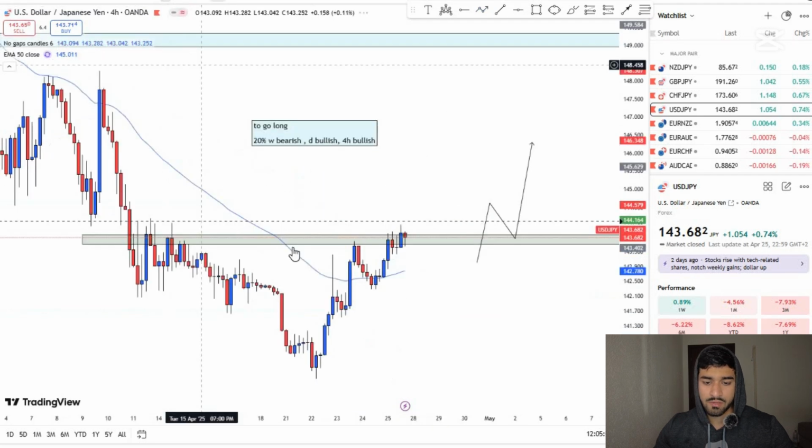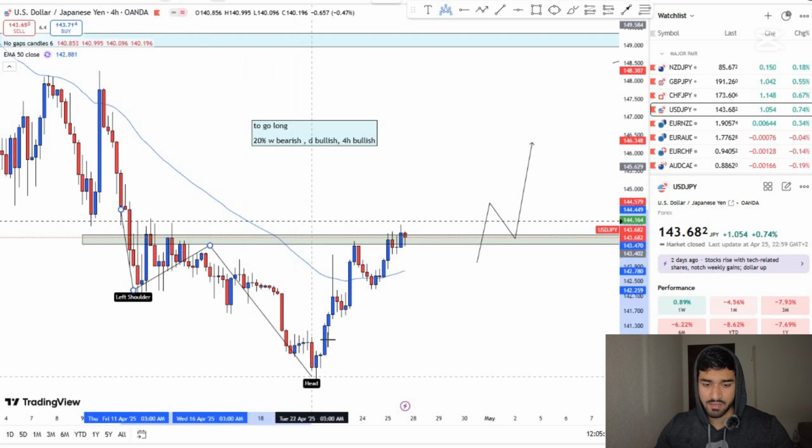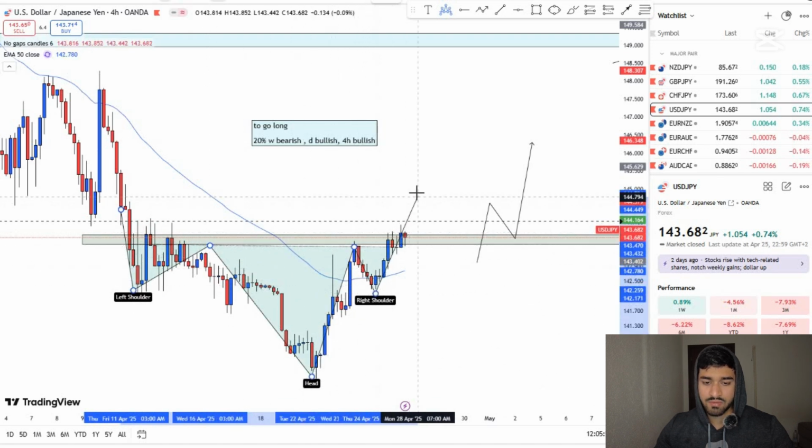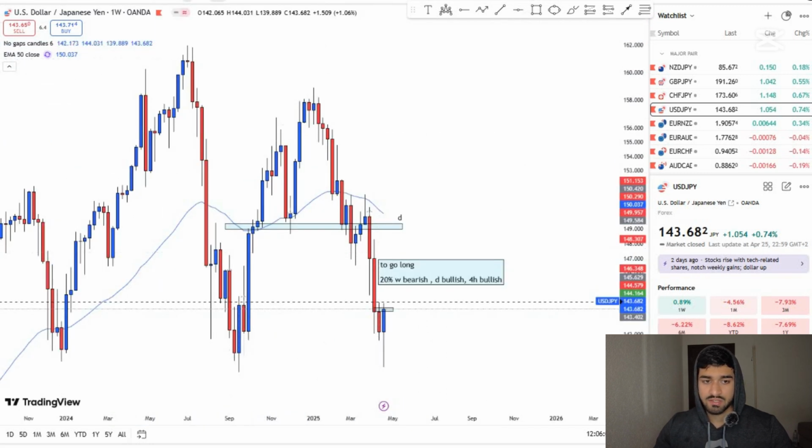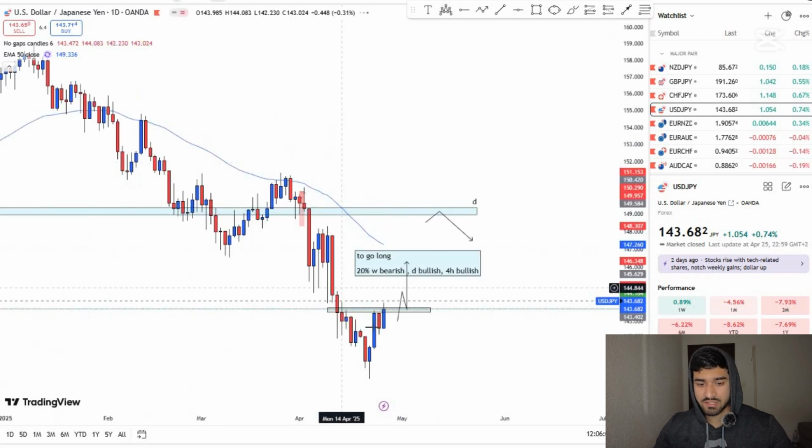In the 4 hour we are creating a left shoulder, head and right shoulder. So we will come back, retest this area, and here I will look for my entry signal to go to the upside. This is a really easy trade. This is not even a counter trend trade because the daily and the 4 hour are bullish.